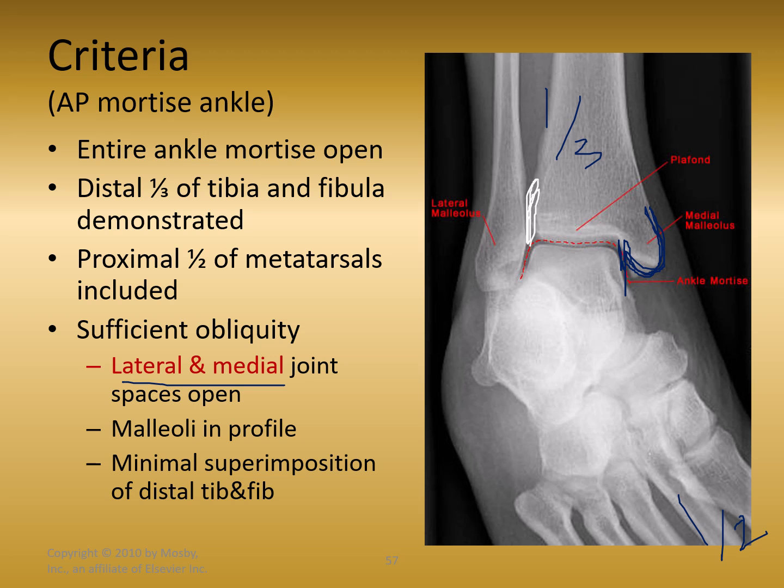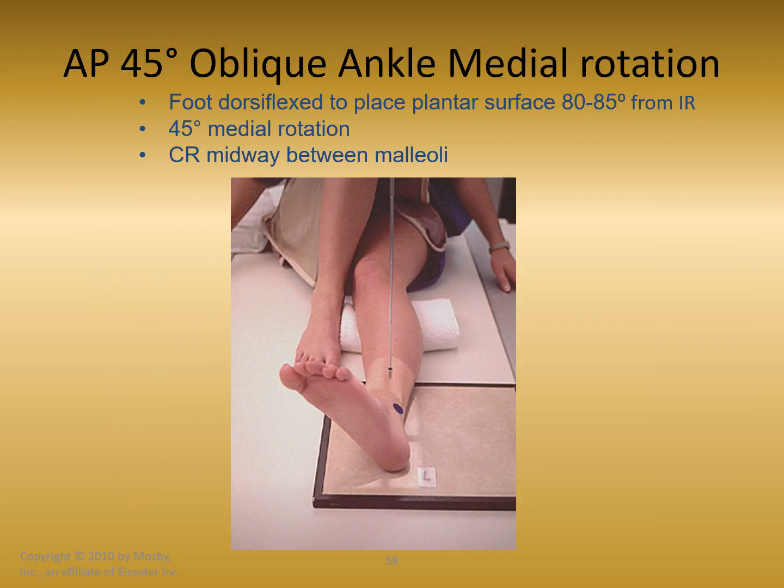So if you go back and compare the AP view, remember the AP view, there was superimposition at the tib fib here. So go back and compare the AP with the mortise view side by side and make a comparison of these different structures the way that we've explained them here in words and how you can see them visually on your x-rays. Okay, so this is the other oblique.